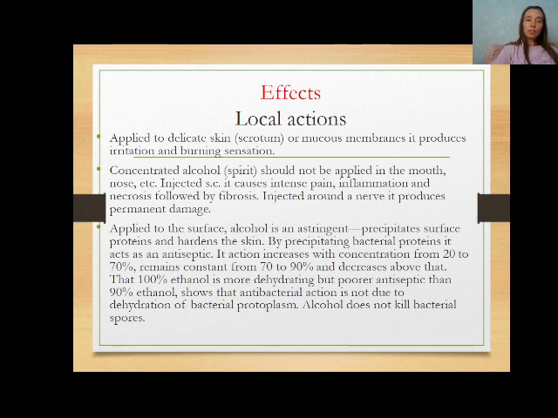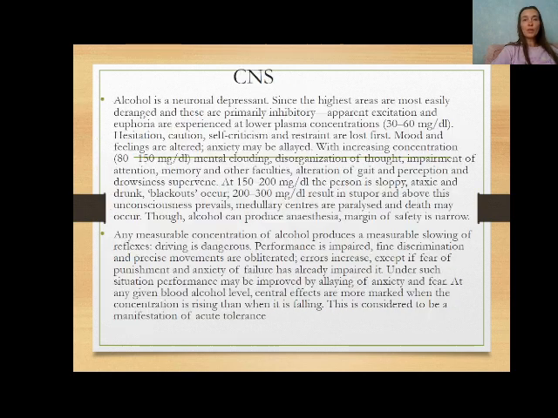Applied to the surface, alcohol is an astringent, precipitates surface proteins and hardens the skin. By precipitating bacterial proteins, it acts as an antiseptic. Its action increases with concentration from 20 to 70%, remains constant from 70 to 90%, and decreases above that. 100% ethanol is more dehydrating but a poorer antiseptic than 90% ethanol. This shows that antibacterial action is not due to dehydration of bacterial protoplasm. Alcohol doesn't kill bacterial spores.